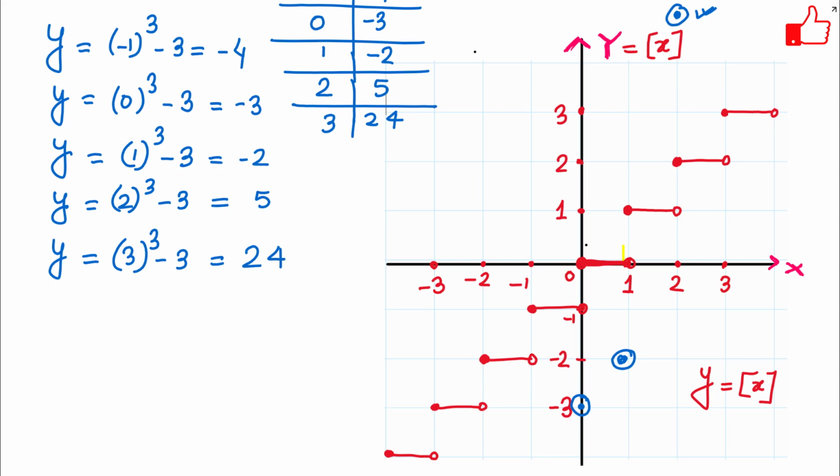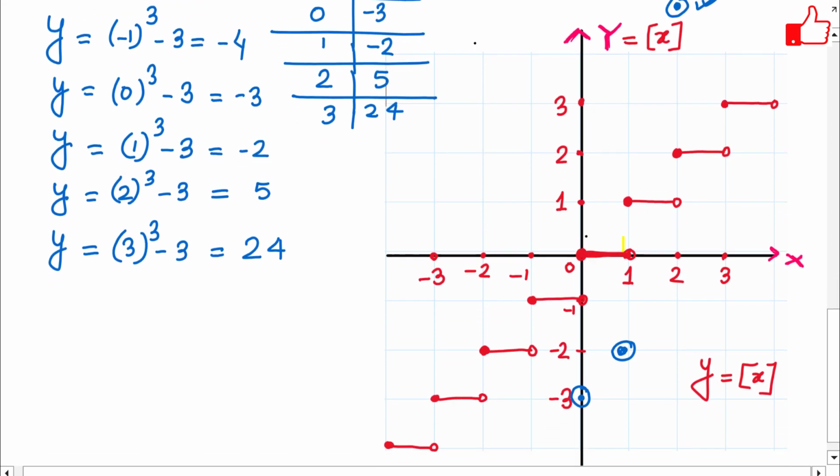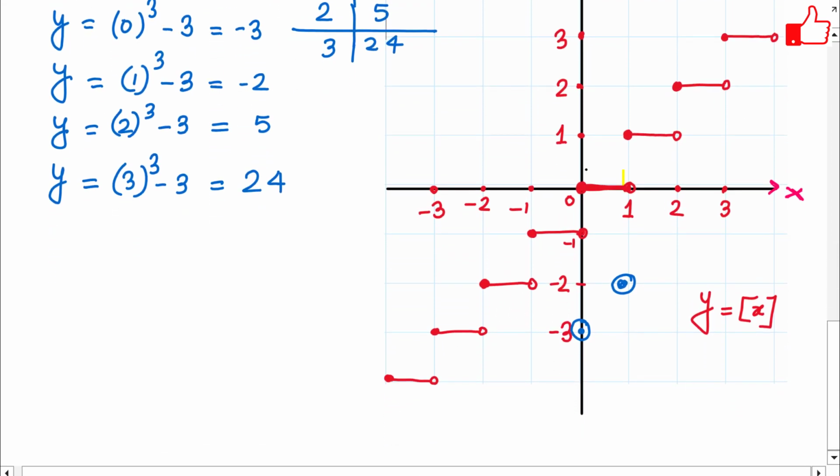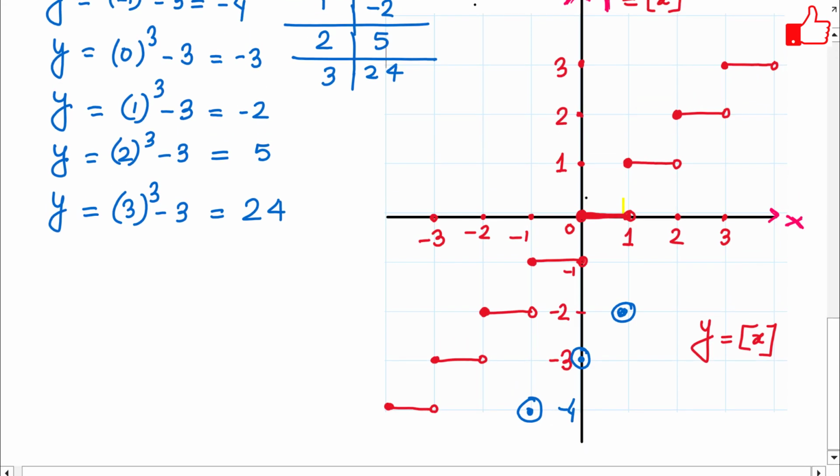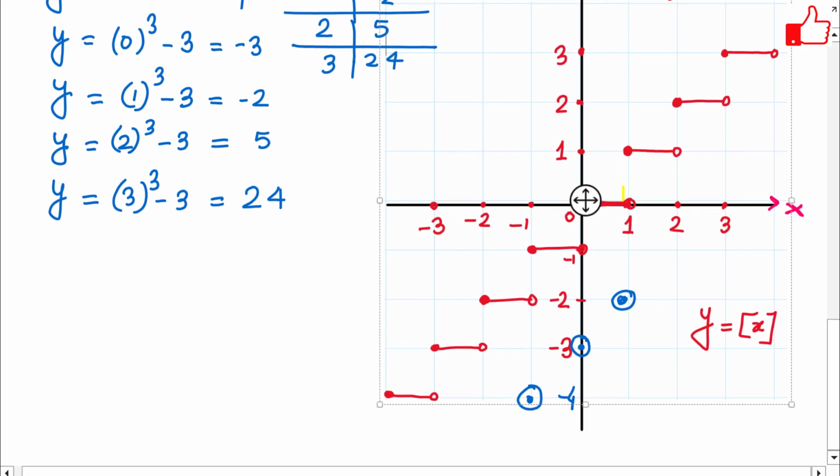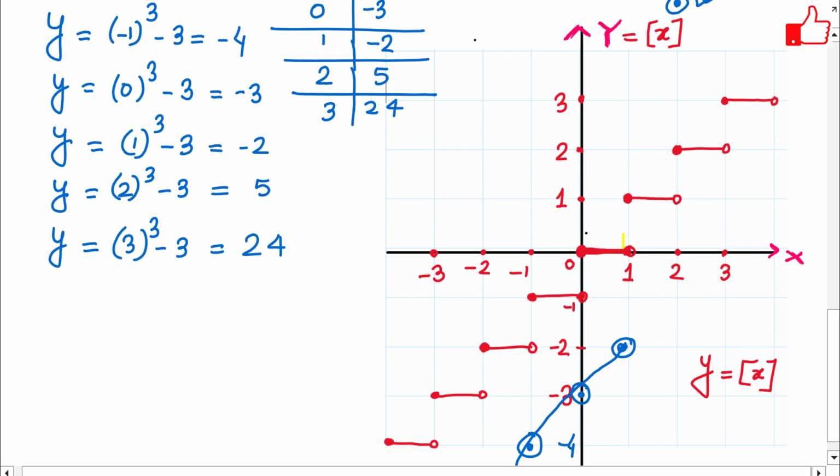Then you will have x equals minus 1, y equals minus 4, so this point, because this line is minus 4. Now let us see how this graph will go. This graph is going like this, decreasing very fast, and this is coming like this.